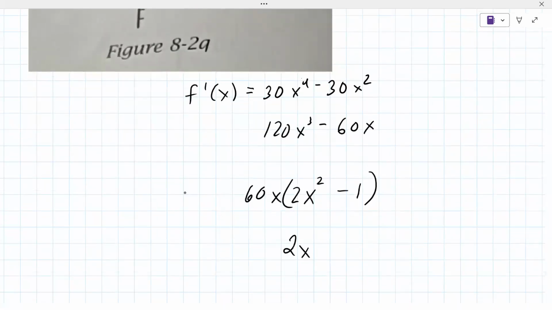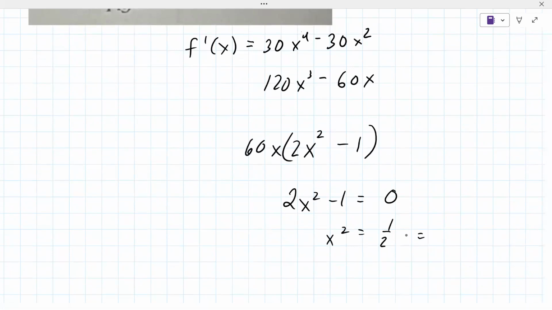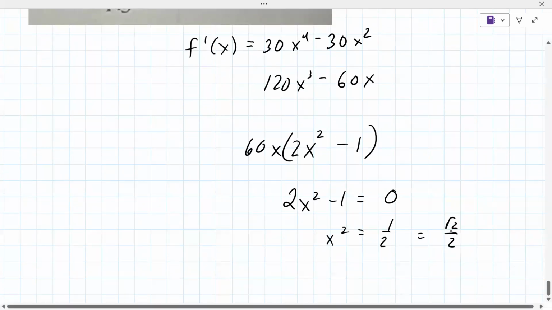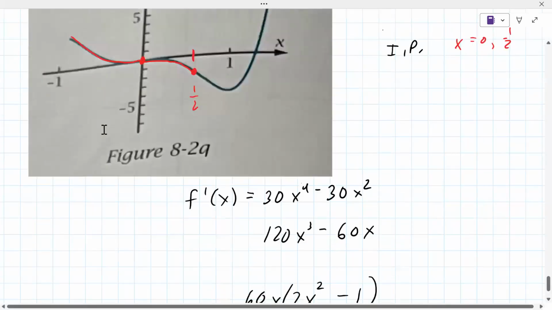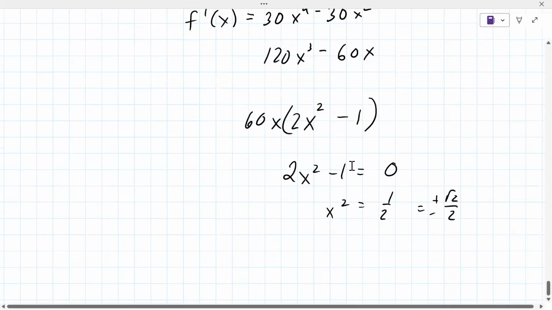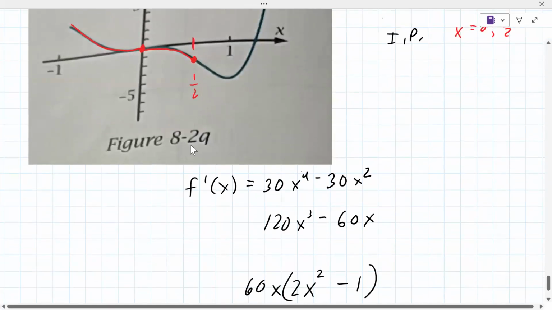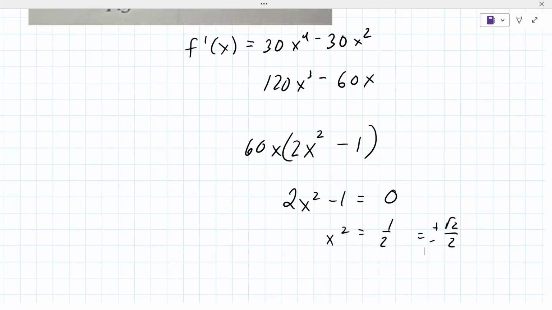So when you set the 2x squared minus 1 equal to 0, you get x squared equals 1/2, and the square root of 1/2 ends up being root 2 over 2, which is kind of plus or minus. So there's actually a second one. I don't see that, but they didn't give you the full graph here. So anyway, the point is that sometimes you can't really do it from the graph. You have to go down the steps here of doing this. All right.